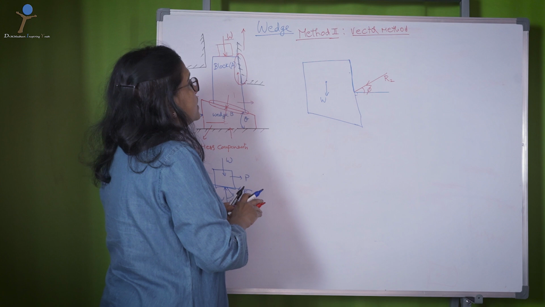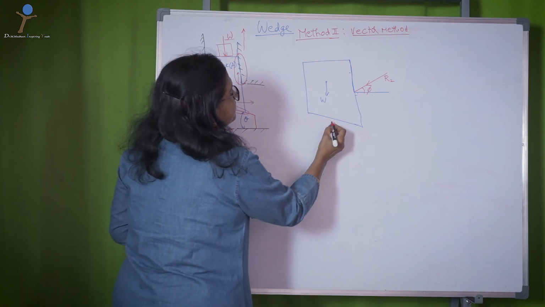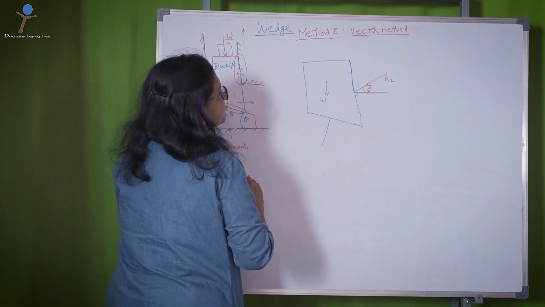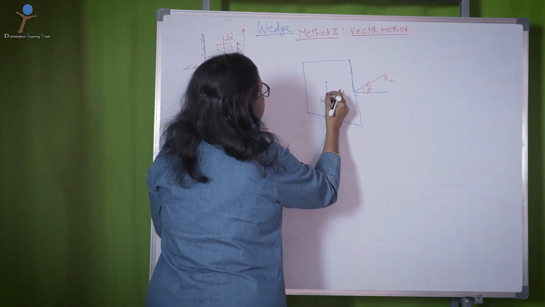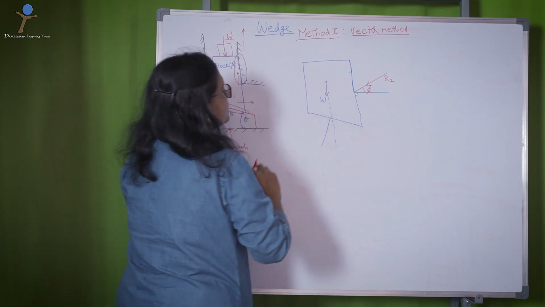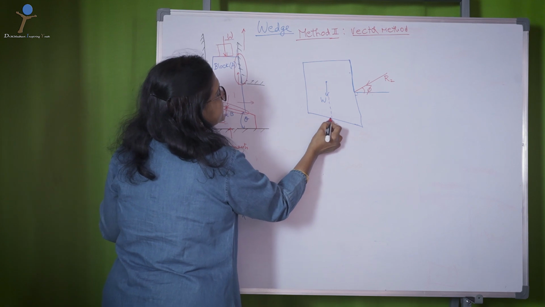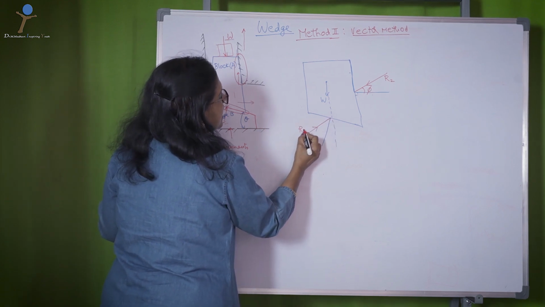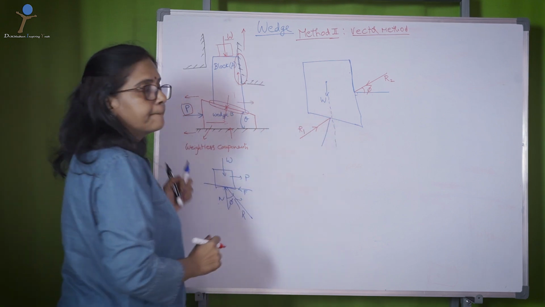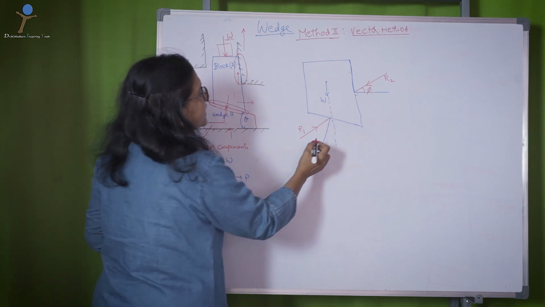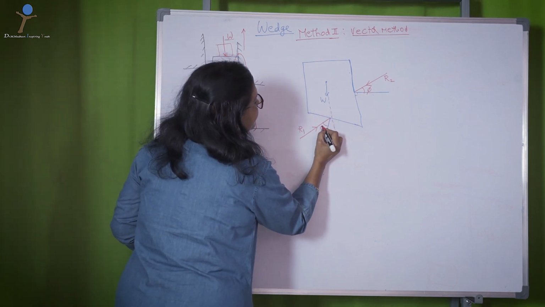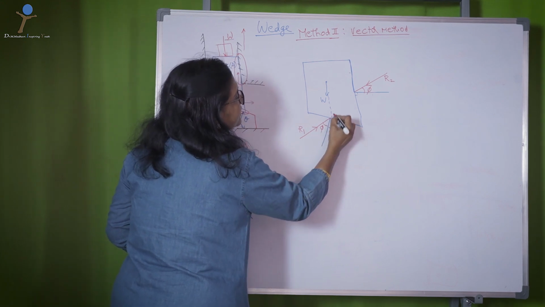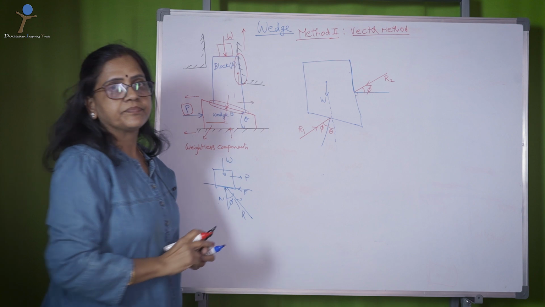Then similarly, if you have this normal value here this way, then I can represent the resultant of this, call it as R1. R1 again is at an angle of phi with the normal reaction, and again theta with this vertical direction.